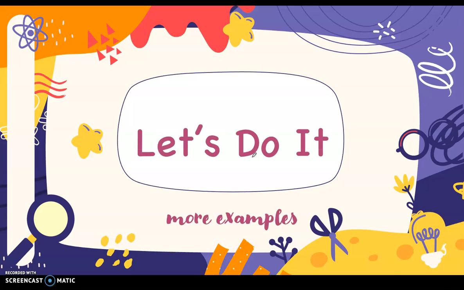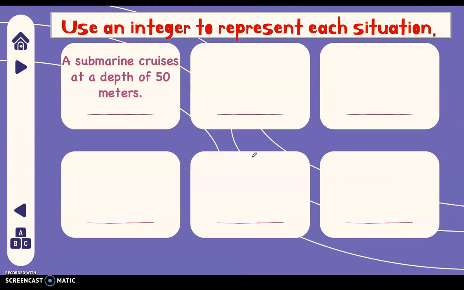Let's have more examples here. Use an integer to represent each situation. We have here a submarine that cruises at a depth of 50 meters. Our keyword here is depth. Therefore, we represent this 50 meters as negative 50.